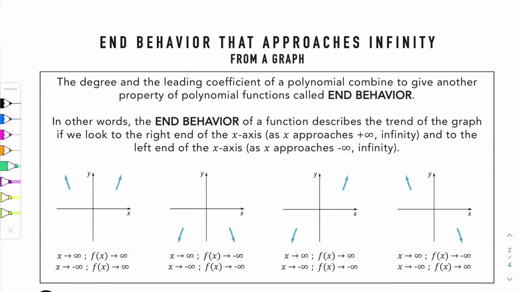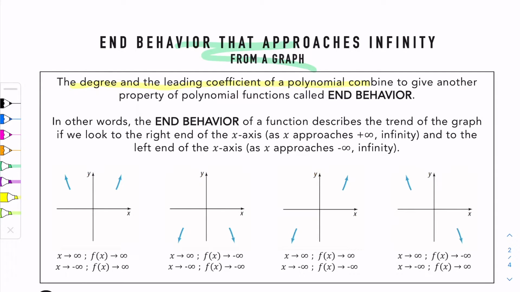Okay, end behavior that approaches infinity from a graph. It's the first one we're going to look at. So you probably remember end behavior from Algebra 2. But end behavior is found from the degree and the leading coefficient of a polynomial. So these combine and they give you what we call end behavior.